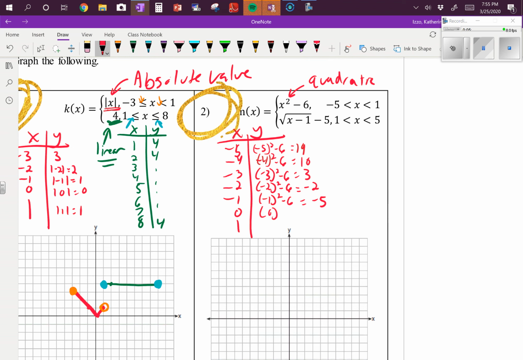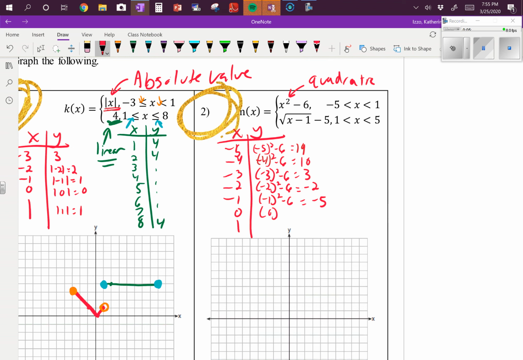So let's take a look at this. We've got 1, negative 5. It's the one that I just did. And then negative 6, negative 5, negative 2, 3, 10, and then 19 is way up here. So we're going to put that bubble way up there.